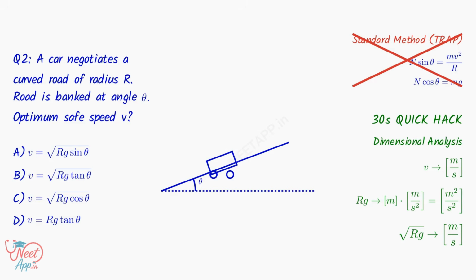Cross it out immediately. Now, between sine, cosine and tangent, safe banking velocity is always derived using tangent theta. That instantly leaves option B as your only correct answer. Spot the units, remember the tangent rule and mark your answer in 10 seconds.